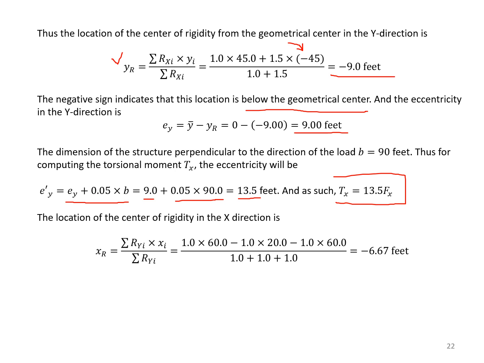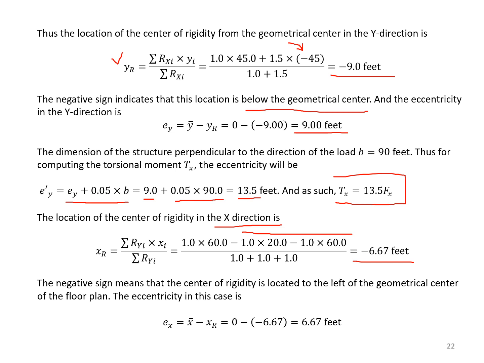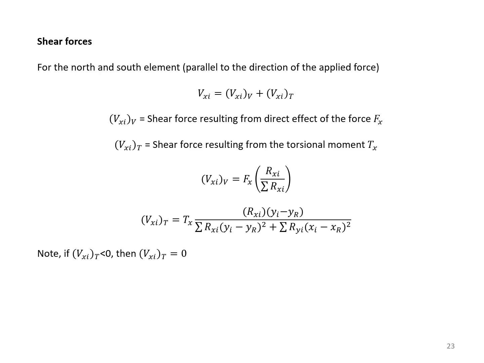Now, the location of the center of rigidity in the x direction is obtained similarly with consideration for the negative signs. Don't forget that. So you get negative 6.67 feet. Negative sign means the center of rigidity is located to the left of the geometrical center of the floor plan. Now in this case, the theoretical eccentricity is 6.67 feet, and make sure to add the 5% additional if you are doing the calculation for the force in the y direction. But in this case, we just do the calculation in the x direction.